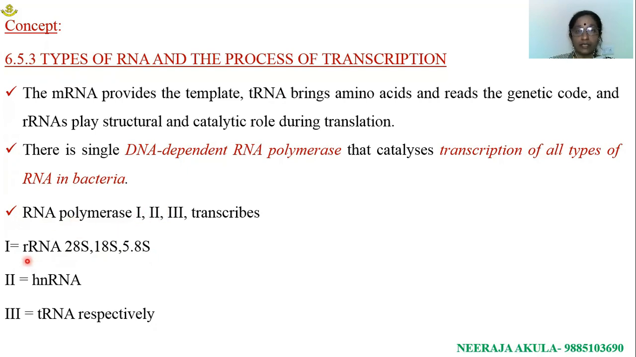RNA polymerase 1 is involved in the synthesis of rRNA. RNA polymerase 2 is involved in the synthesis of heterogeneous nuclear RNA. RNA polymerase 3 is responsible for synthesis of tRNA.